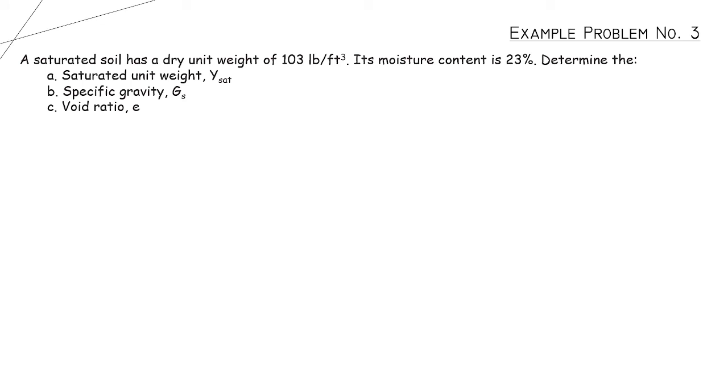So, this is the last example problem for this video, and the problem states that a saturated soil has a dry unit weight of 103 pounds per cubic feet. Its moisture content is 23%, and we are asked to determine the saturated unit weight, the specific gravity, and the void ratio e. So, notice that the units are expressed in the English system. So, be careful in using the densities and unit weight of water, as well as the acceleration due to gravity.